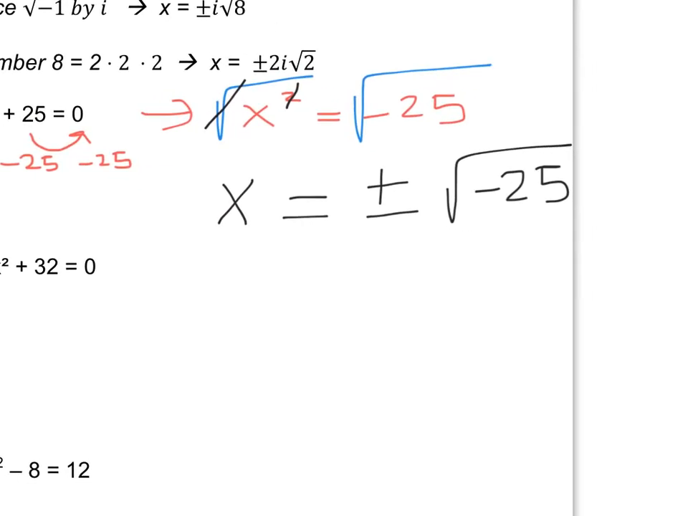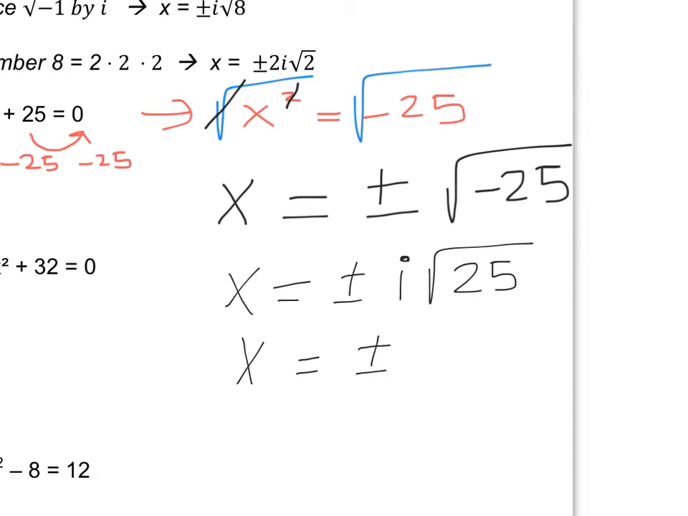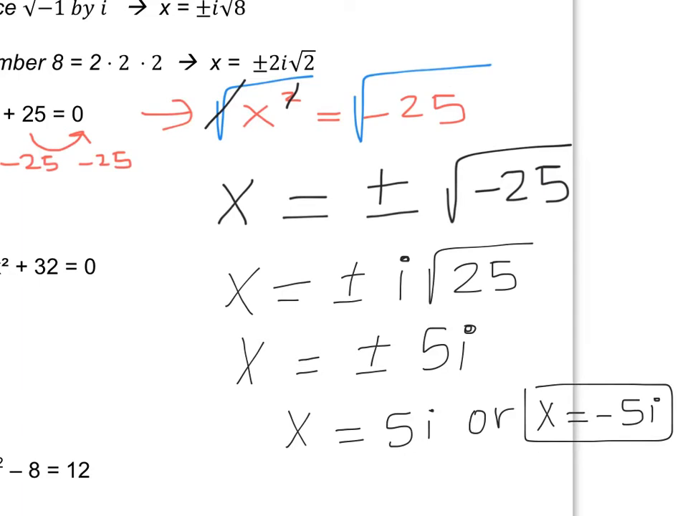Now let's see how we can solve this. Since I have a negative under the radical, I start by replacing the negative with an i. Now square root of 25 is a 5, since 25 is a perfect square. So my answer is going to be plus or minus 5i. This means that x can be either 5i or x can be equal to negative 5i. So I have two different answers, and it does make sense.